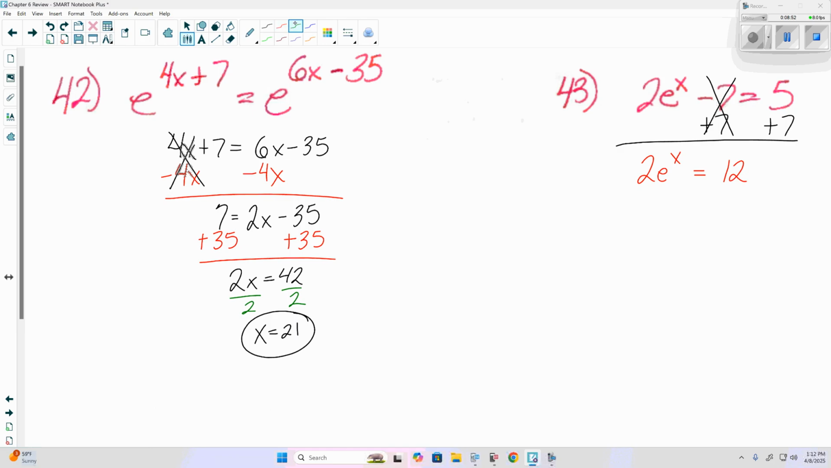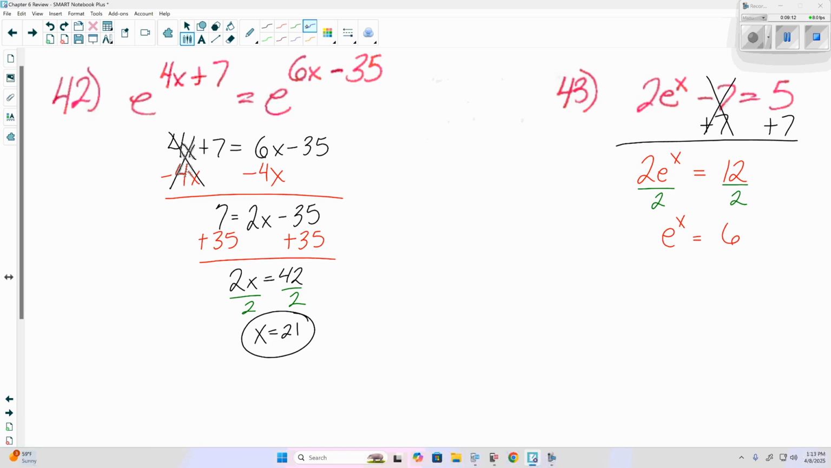e to the x is not by itself, so we would divide both sides by 2, telling us e to the x is equal to 6. Okay. And that's the first main step in solving with unlike bases, to get that one term on either side.